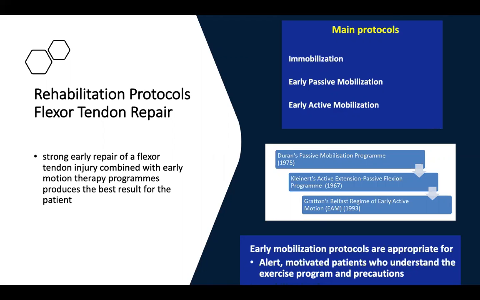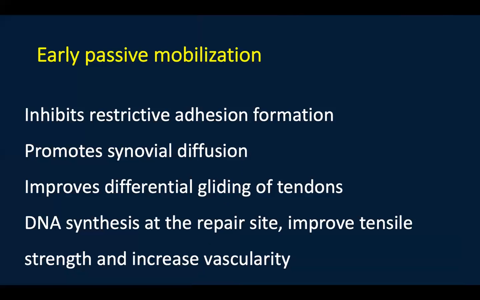Duran started the passive mobilization program in 1975, followed by Kleinert in 1960. Then Kleinert's regime is active extension and passive flexion in 1967. The Groningen and Belfast regime of early active motion was started in 1993. Early mobilization protocols are appropriate for alert, motivated patients who understand the exercise program and precautions.